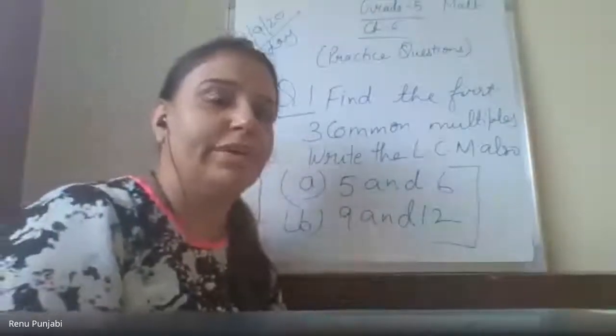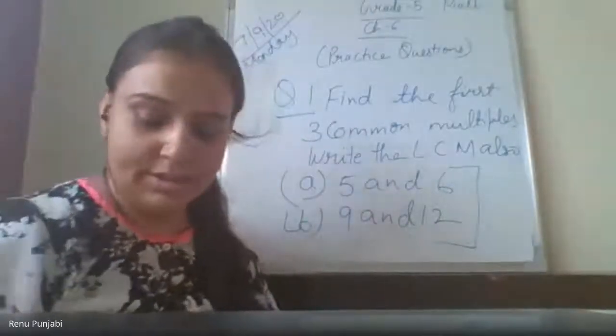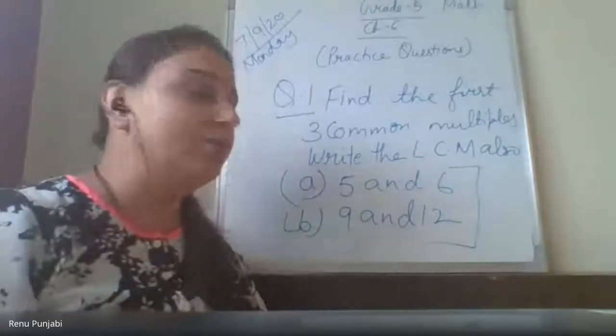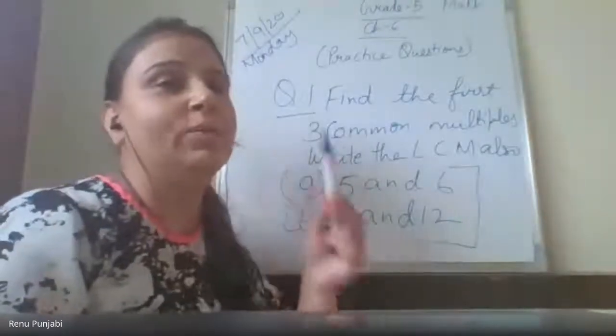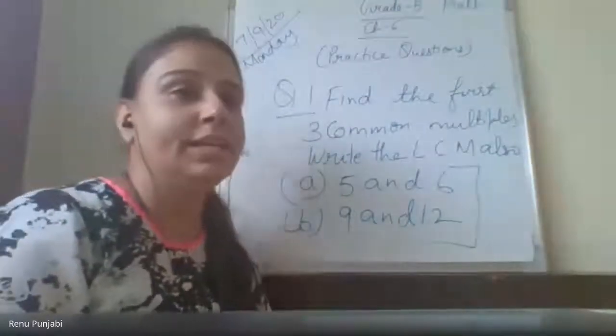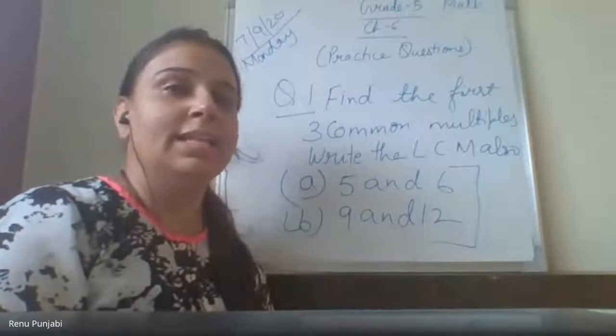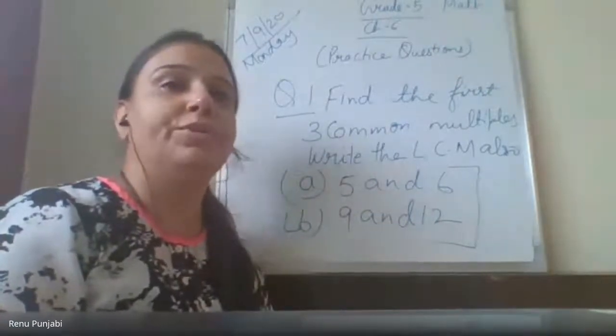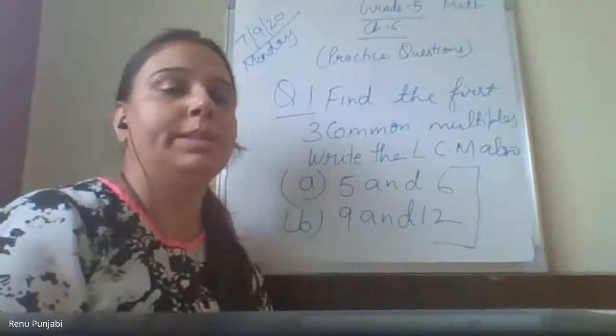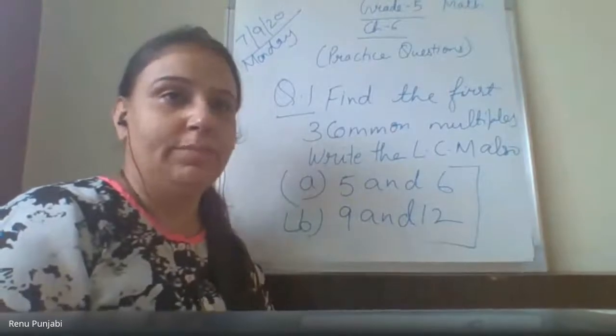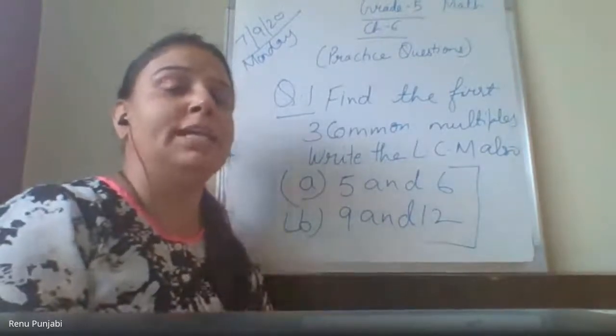LCM of 5 you have to find out. But you have to find out the LCM between these two numbers. Ma'am, we can't find the LCM of only one number. Yes, it's common multiples. After the common multiple only you will be able to find the LCM, and you will be able to find the LCM between two numbers only, not with one number, because it's the least common multiple.